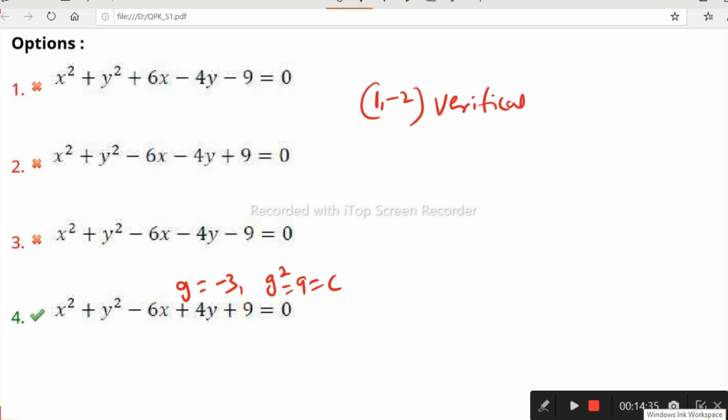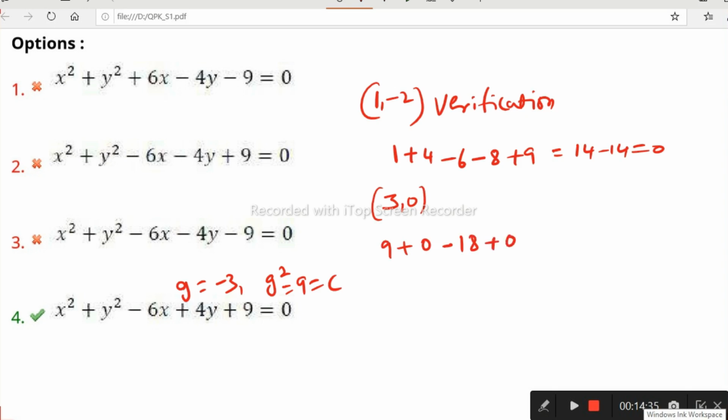In the equation, option 4: 1 square into 1 minus 2 square into 4, 6 into minus 6 into 1 minus 6, 4 into minus 2 minus 8 plus 9. So 9 plus 1 plus 4, 14 minus 14, 0, right? So it is verified, and also 3, 0, I am showing you verification. So 3 square 9 plus 0 minus 6 into 3 is 18 plus 0 plus 9.